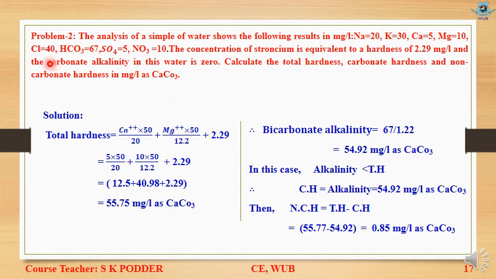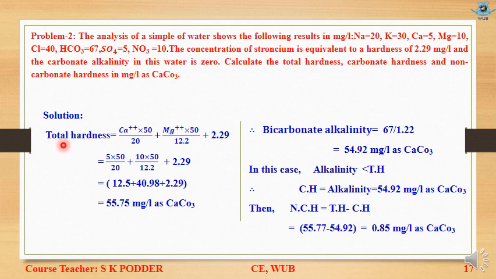Let's see problem number 2. The analysis of a sample of water shows the following results in milligram per liter: sodium 20, potassium 30, calcium 5, magnesium 10, chloride 40, bicarbonate 67, sulfate 5, nitrate 10. The concentration of strontium is equivalent to a hardness of 2.29 milligram per liter, and the carbonate alkalinity in this water is 0. Calculate the total hardness, carbonate hardness and non-carbonate hardness in milligram per liter as calcium carbonate.